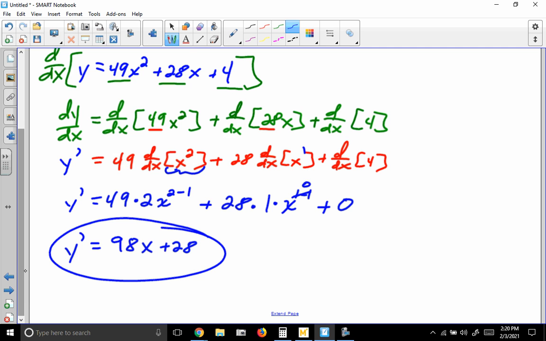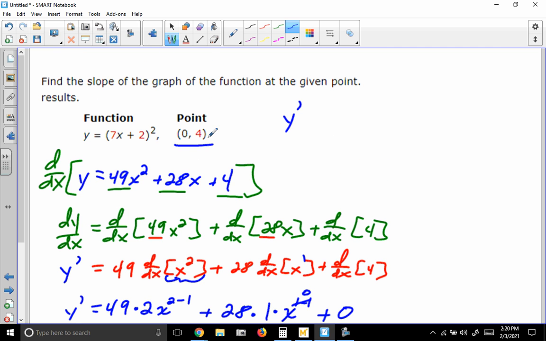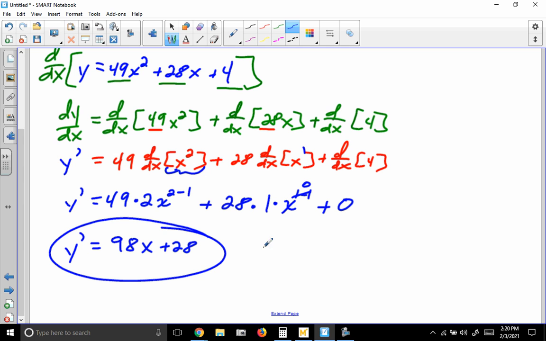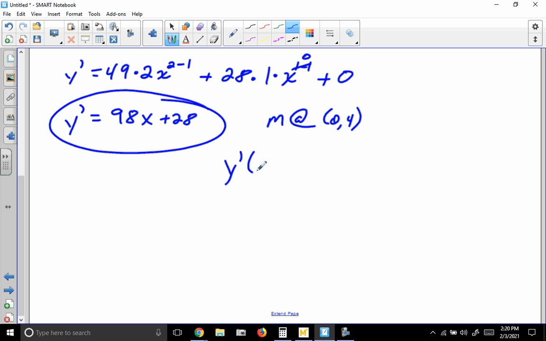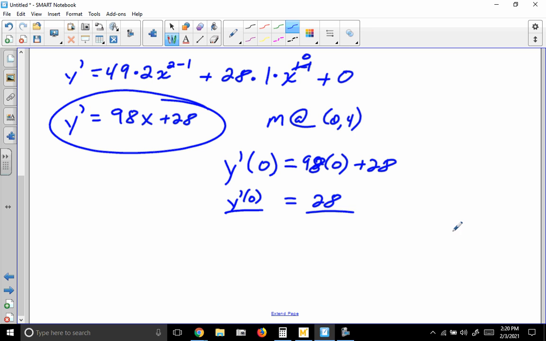Now remember what we were asked for. We were asked for the slope at the point 0, 4. So if we want to know the slope at 0, 4, we simply take our derivative and we substitute a 0 in for x. 98 times 0 is 0. So we get a slope of 28. When x is 0, we get a slope of 28.